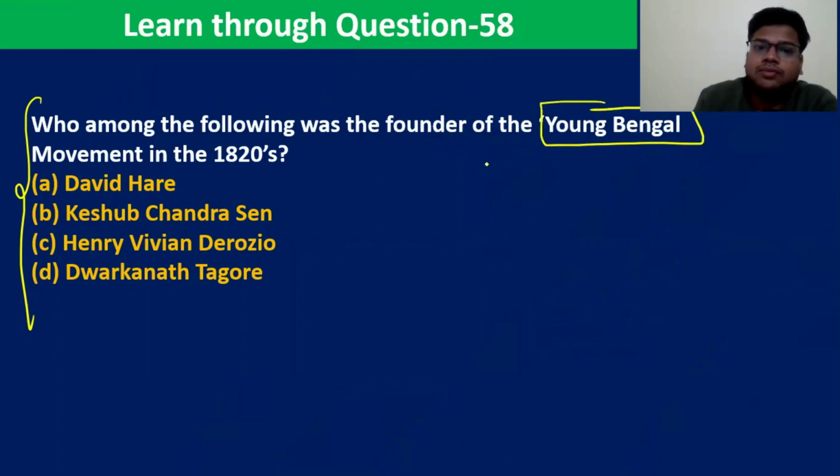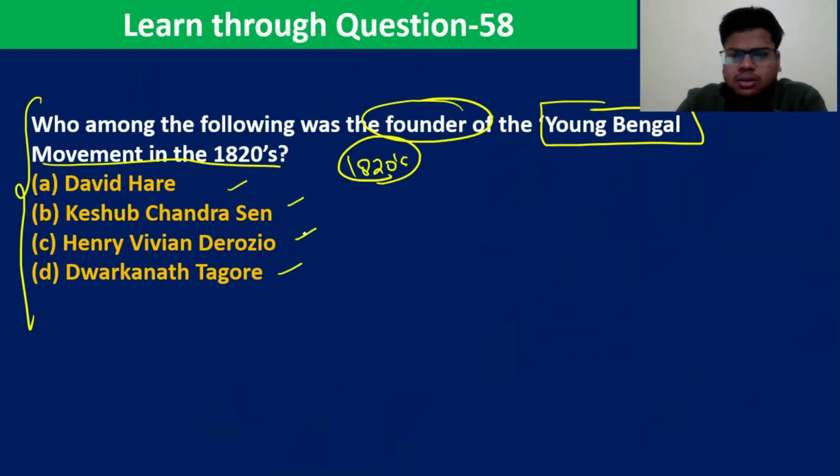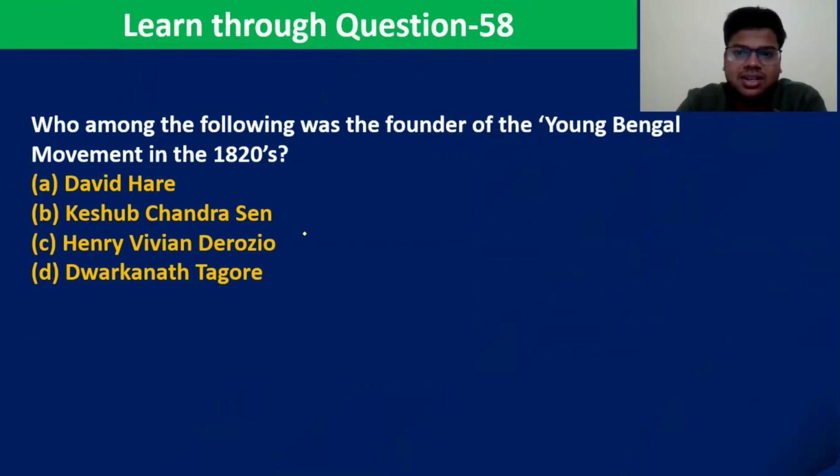Who among the following was the founder of the Young Bengal movement in the 1820s? David Hare, Keshab Chandra Sen, Henry Vivian Derozio, or Dwarkanath Tagore? Very easy question. Pause the video and try to answer it.